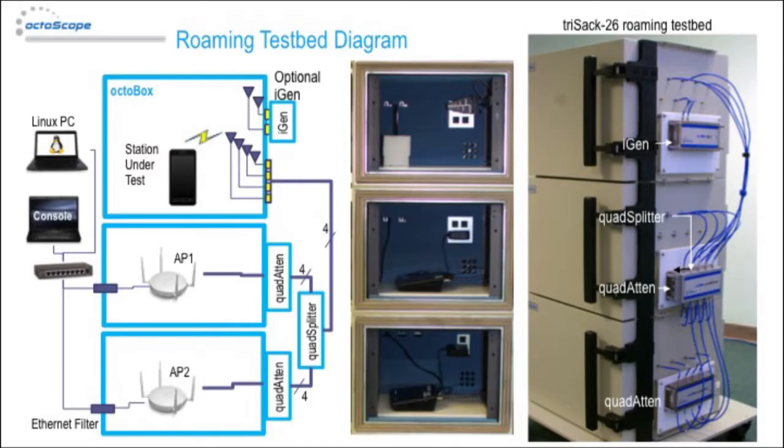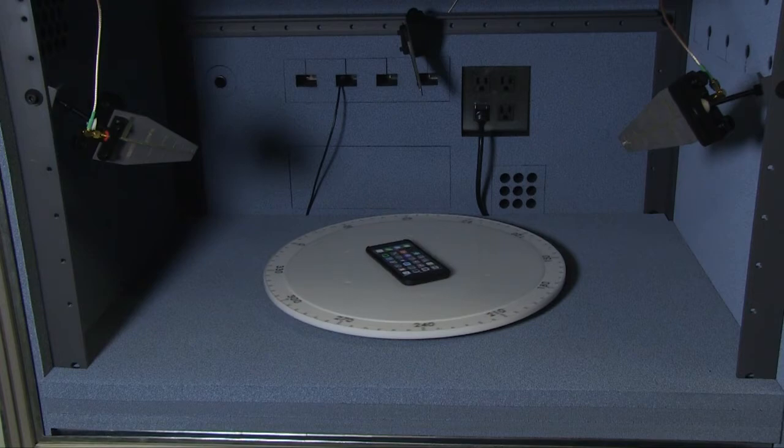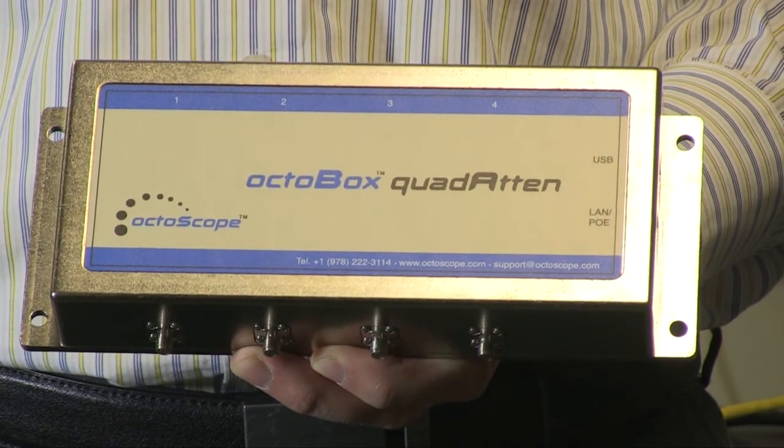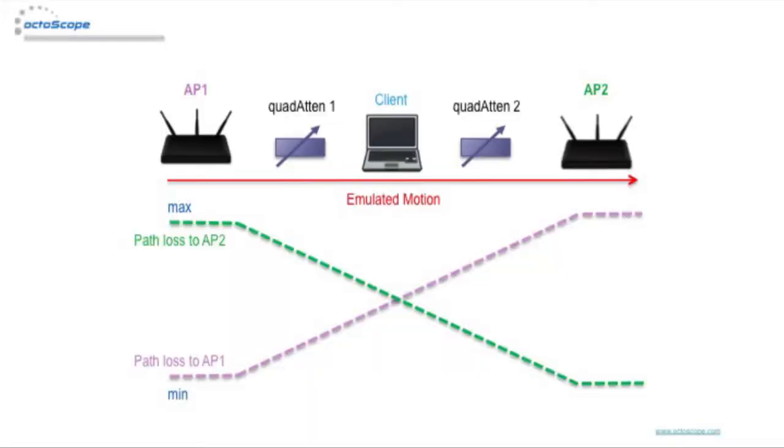Using multiple octoBoxes, there is no limit to the number of APs that can be configured. We then place a client device into an octoBox as well, and connect the configuration via Octoscope's Quad-10 programmable attenuators. The Quad-10s are the key to evaluating roaming, as they can simulate motion and other signal fading under program control in an entirely predictable and repeatable manner.